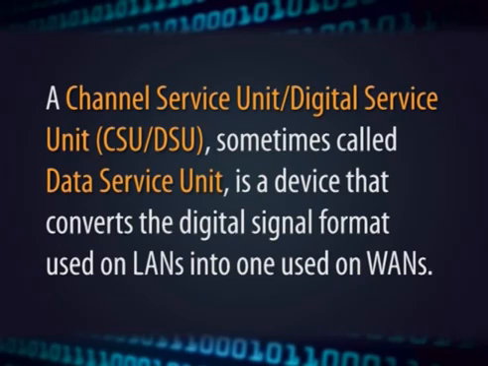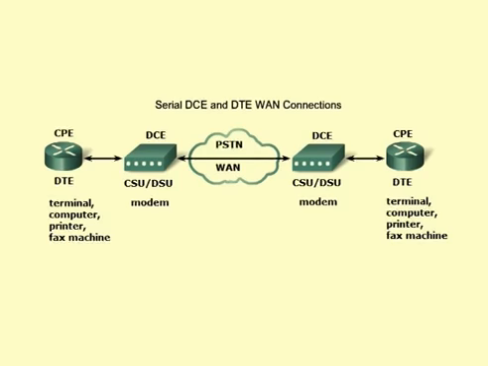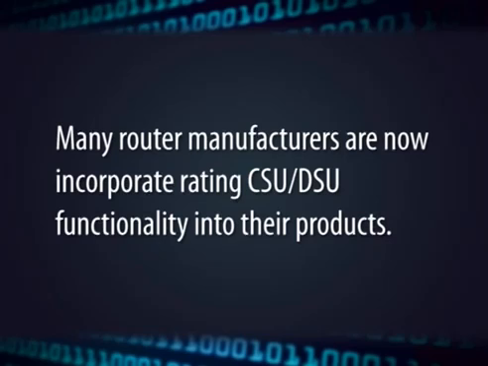A channel service unit or digital service unit, sometimes called a data service unit, is a device that converts the digital signal format used on LANs into one used on WANs. Such translation is necessary because the networking technologies used on WANs are different from those used on LANs. The CSU/DSU sits between the LAN and the access point provided by the telecommunications company. Many router manufacturers are now incorporating CSU/DSU functionality into their products.